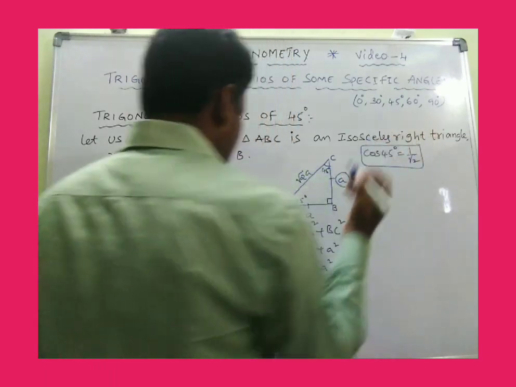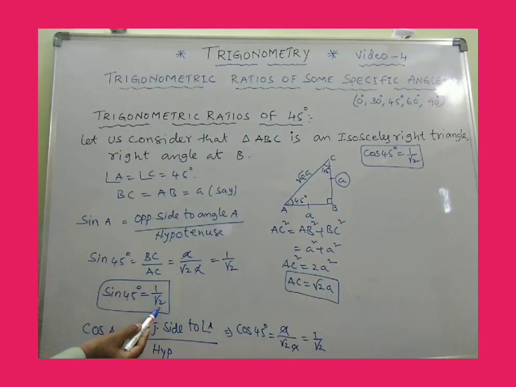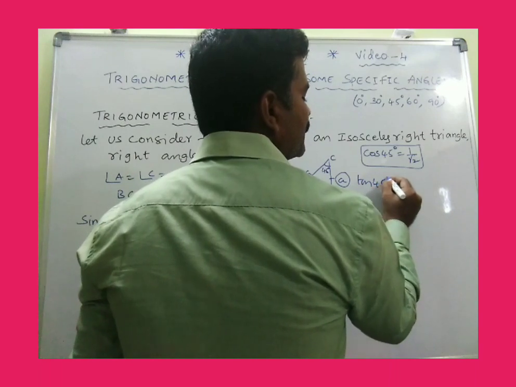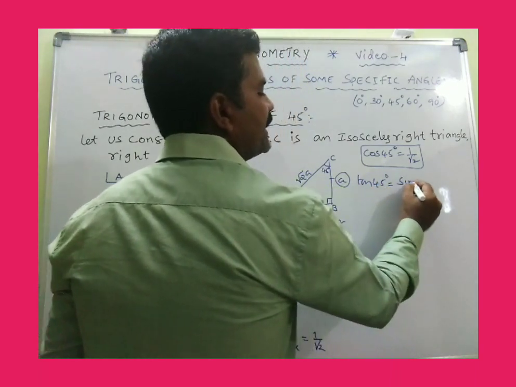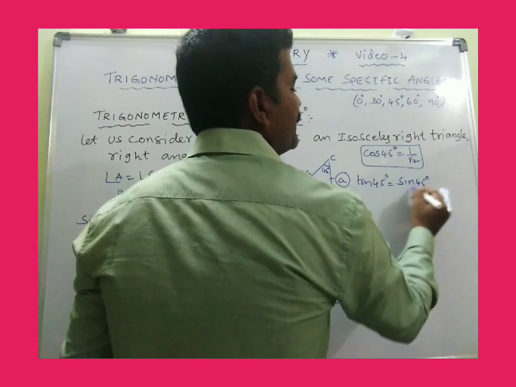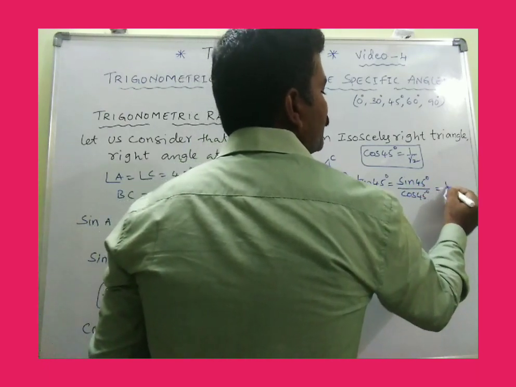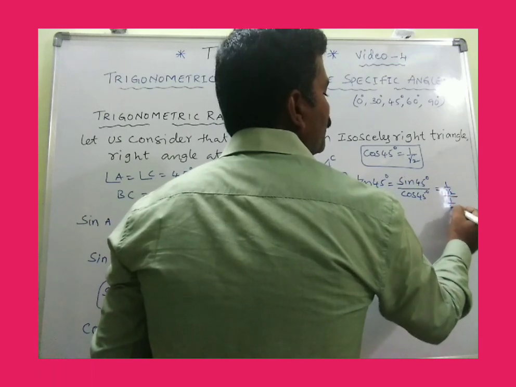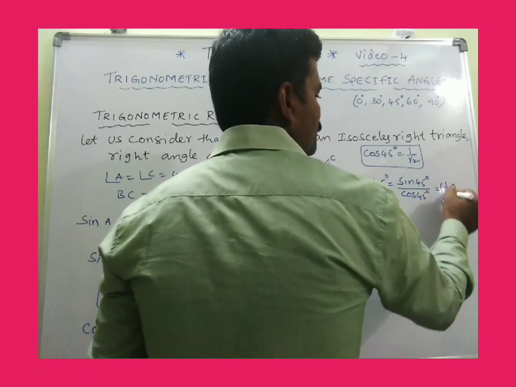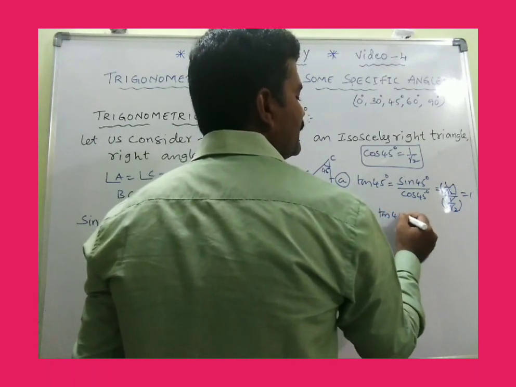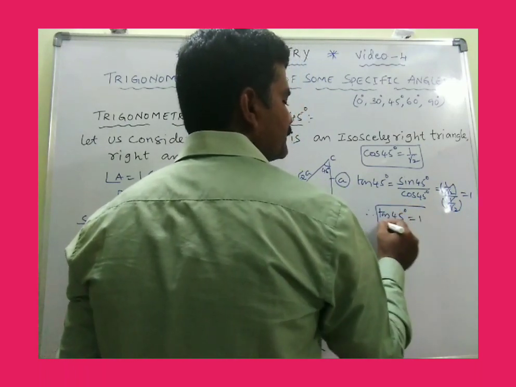See the magic here. Sin 45 degrees is equal to 1 by root 2, and cos 45 degrees is also 1 by root 2. If you want tan 45, then tan 45 I can write as sin 45 by cos 45 degrees. That is 1 by root 2 divided by 1 by root 2. So both get cancelled, which is 1. Hence what I got? Tan 45 degrees is equal to 1.